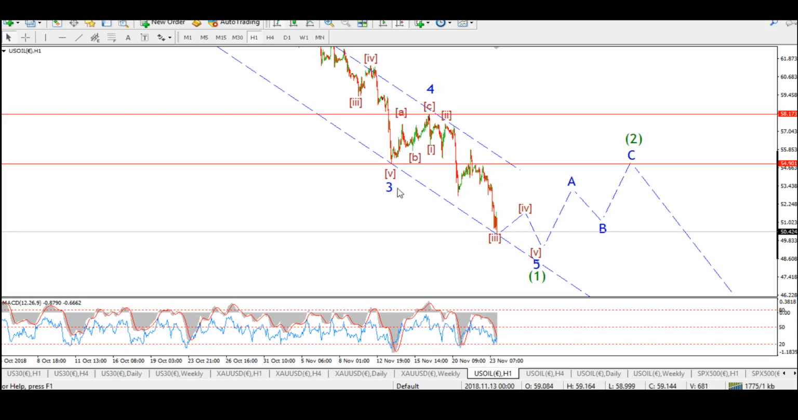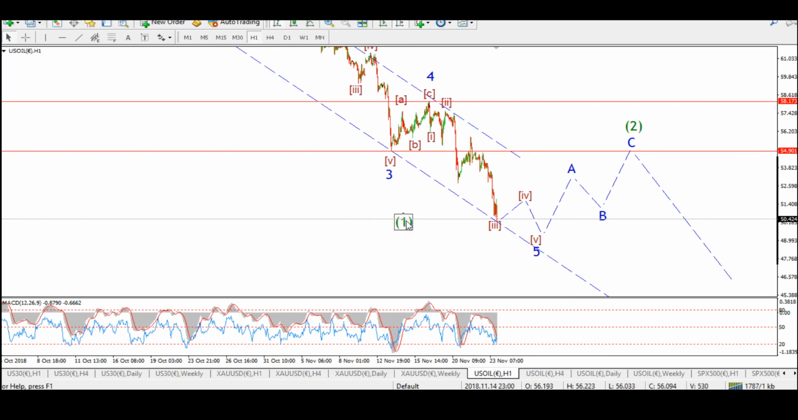I was previously counting this low here as wave 3. I was counting that as wave 1 last week, and we had a 3-wave move up, and I was looking for a 3-wave move down. We got possibly an extended move down. We were looking at an expanded flat wave 2, but today's declines have just blown that one out of the water. So where do we go from here?